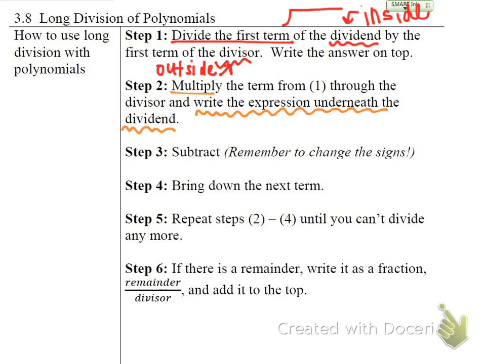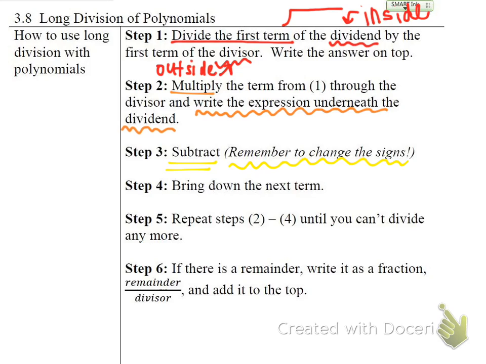So basically you're taking the first term and figuring out how many times it goes into the first term on the inside. You write the answer on top, and then you multiply and write that on the bottom. And so then what do you do when you're doing long division? After you write the answer underneath the inside, you're going to subtract. Now, because we're subtracting an expression, make sure that you distribute the subtraction so every sign changes in there, okay? So that's the big thing. You have to change the signs because you're distributing the subtraction through the entire expression, so all the signs change.